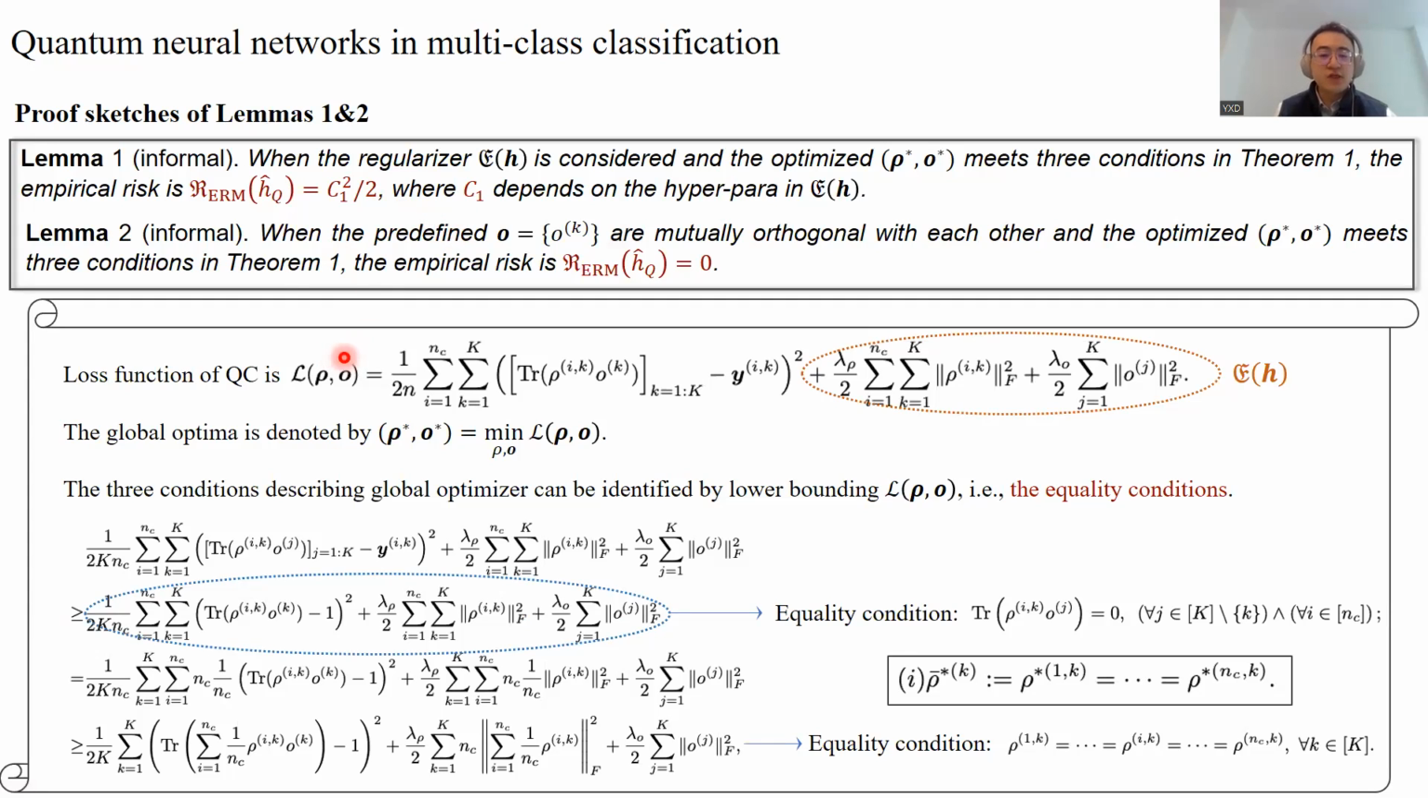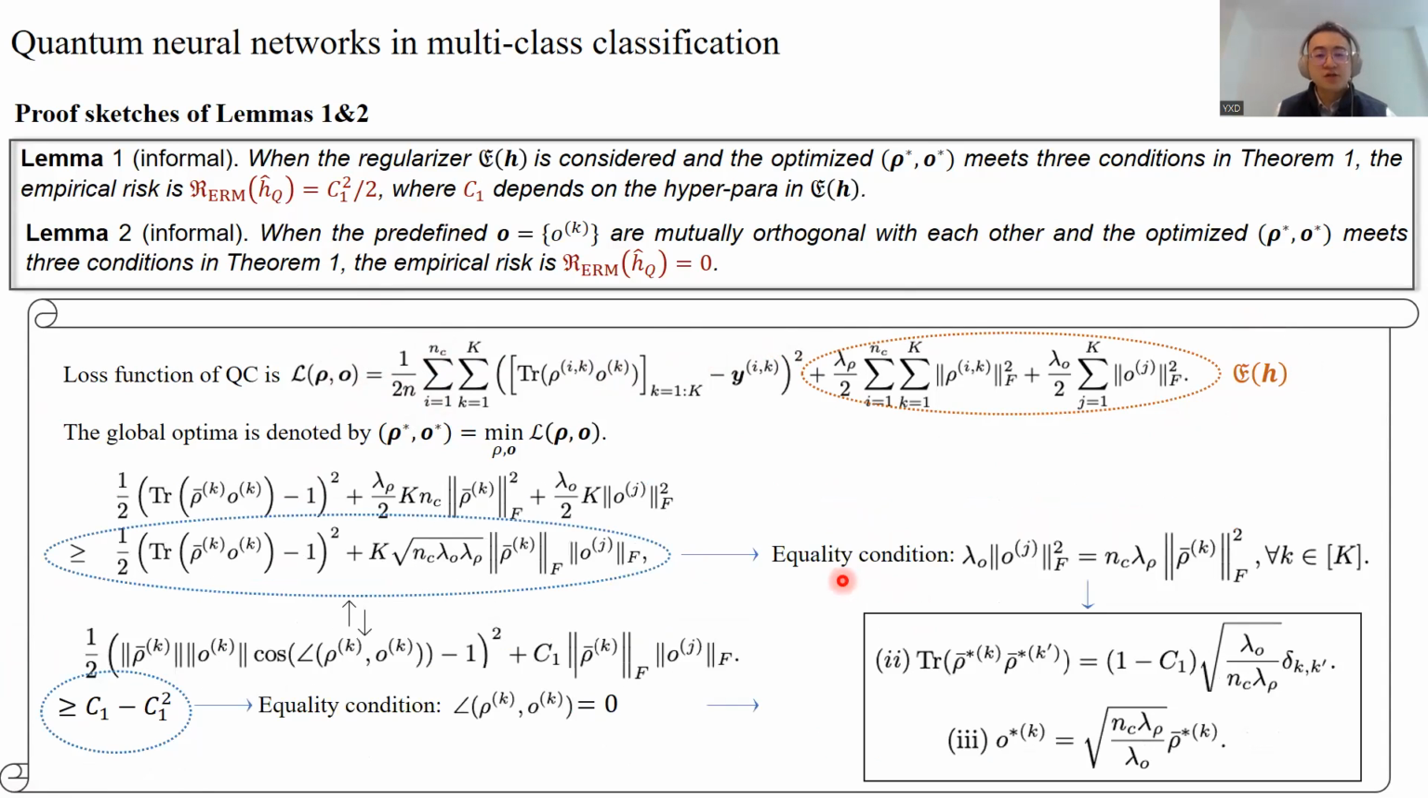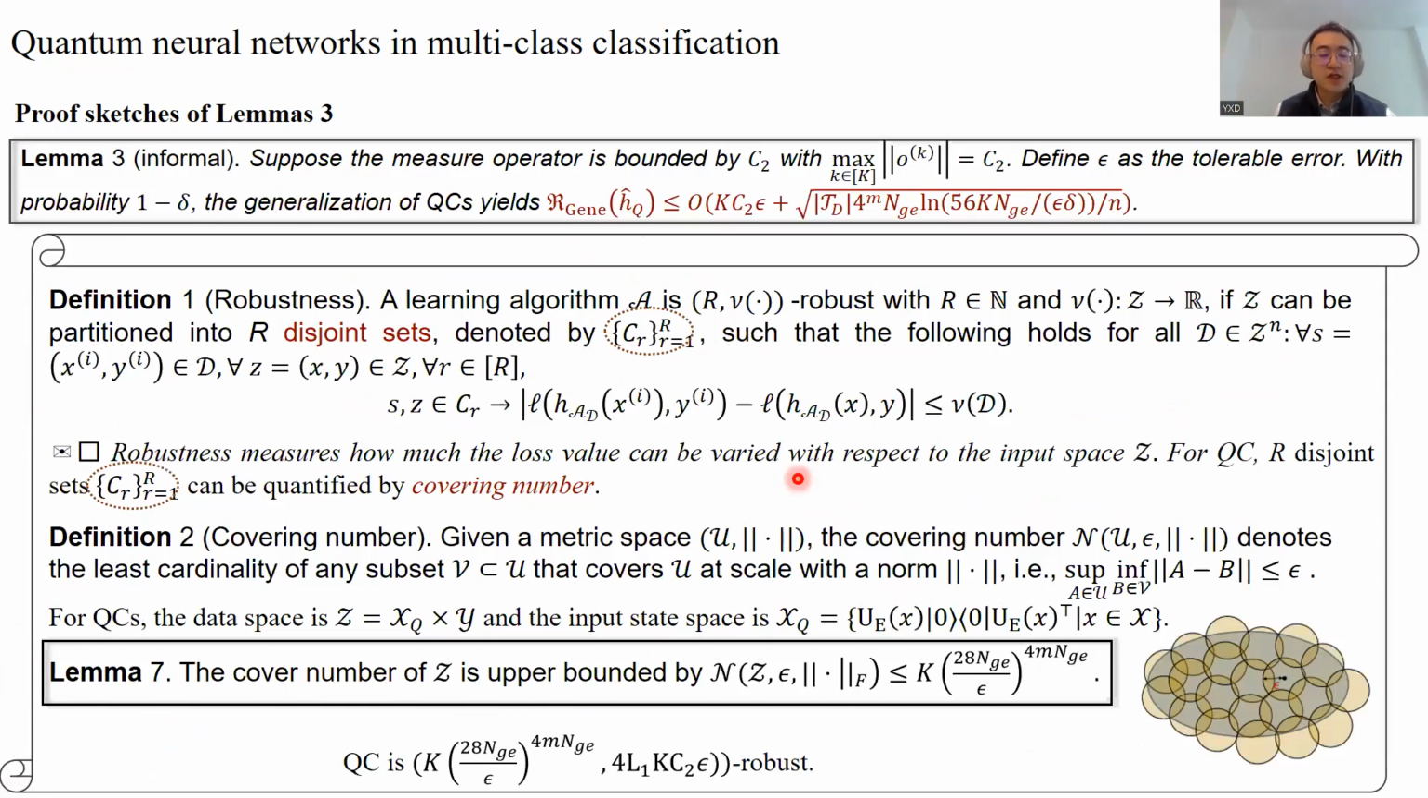They follow the same insight, which means that these 3 conditions can be obtained by lower bounding the empirical loss listed here. And these conditions correspond to the equality conditions in the inequality. And we just need to continuously derive the lower bound and recognize when the inequality condition happens to conclude these 3 conditions. And I just skip the details here.